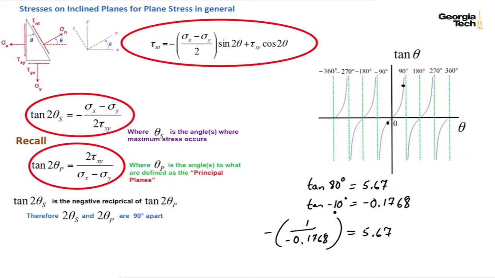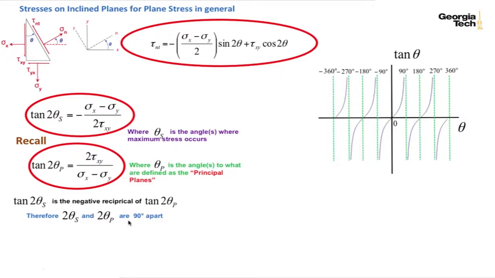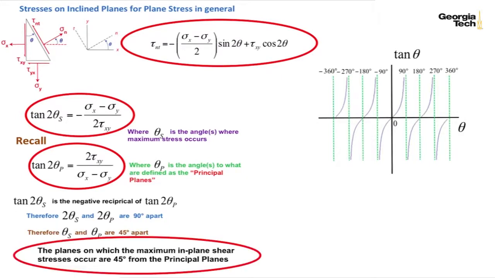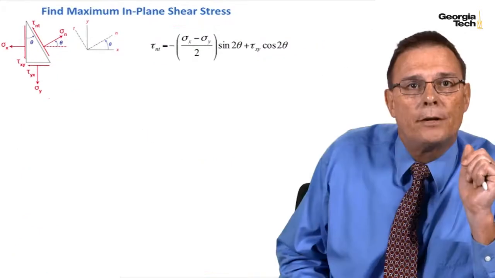And so since 2 theta sub p and 2 theta sub s are 90 degrees apart, that means that theta sub s and theta sub p are 45 degrees apart. And so the planes on which the maximum in-plane shear stresses occur are 45 degrees from the principal planes.